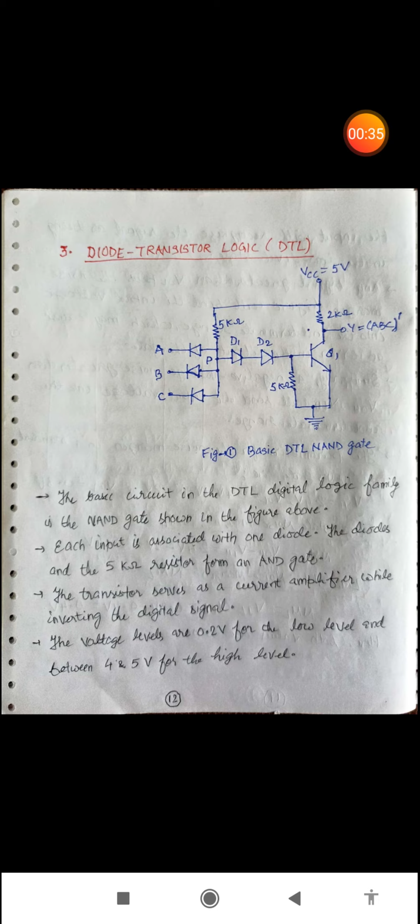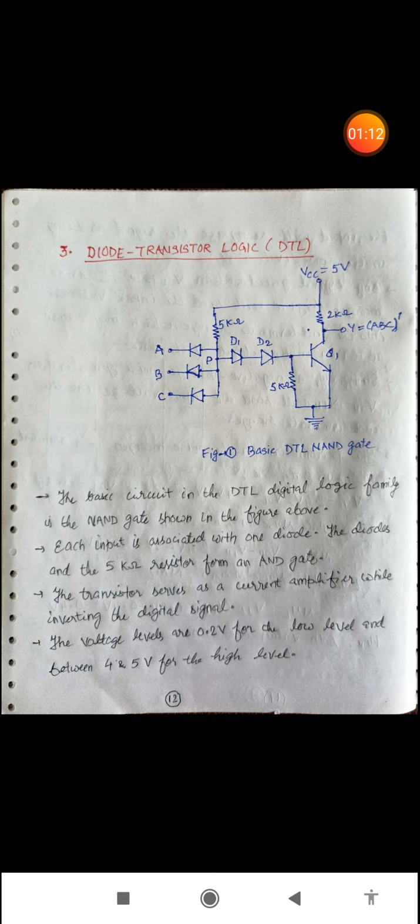In this figure we can say each input is associated with one diode. The diodes and the 5 kilo ohm resistor form an AND gate. The transistor here serves as a current amplifier while inverting the digital signal. This is the basic property of the transistor, to work as an amplifier or as an inverting amplifier. That's why here it serves as an amplifier and also inverts the digital signal.